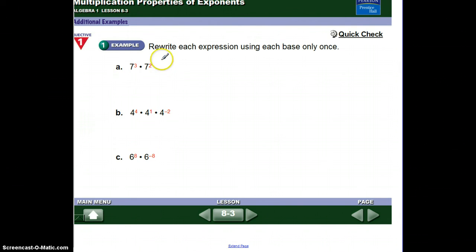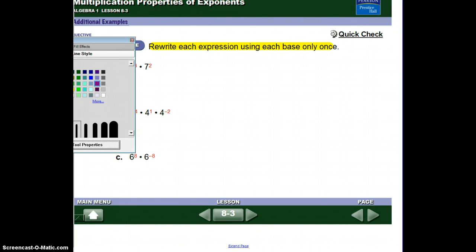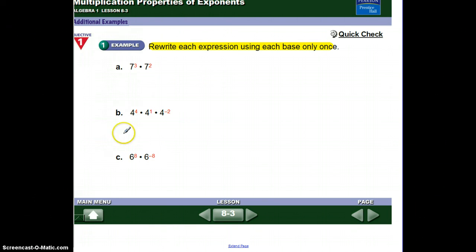So in this problem, this has very different directions. So first of all, read these directions here. This one says rewrite each expression using only the base once. So in these, for example, A has a base of 7, B has a base of 4, and C has a base of 6. So I want to make sure that I'm actually sorting it so that the bases appear once. Now in order to make that happen, I'm going to have to go through and add these two together.